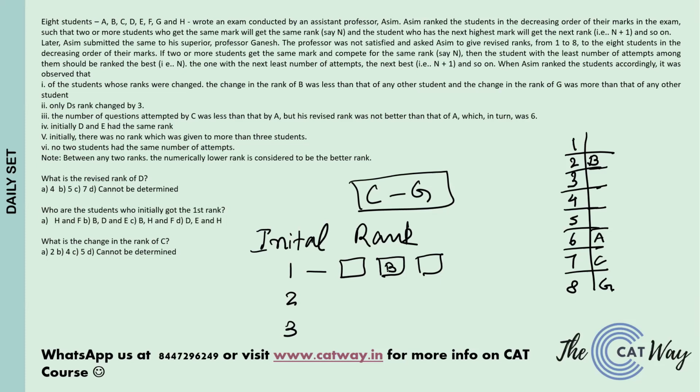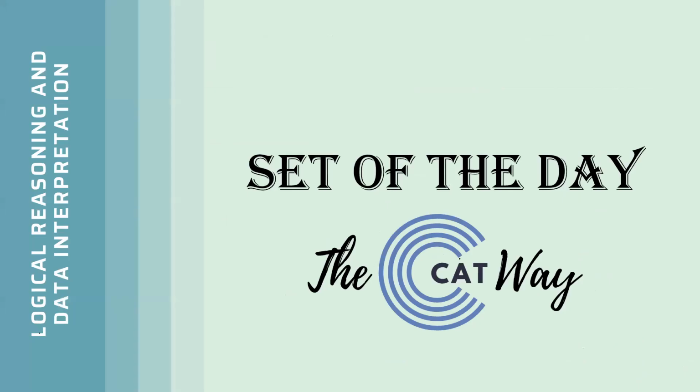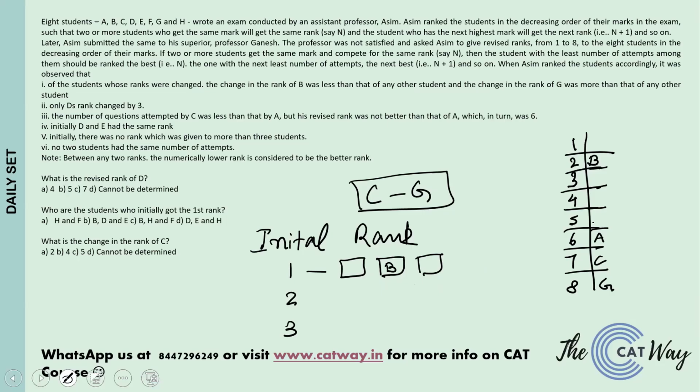Now if rank of D is 2 in the initial, then he can get a rank of 5. That is a possibility. And we also know in the final ranking he cannot get a rank of 6, because 6 is already occupied by A, 7 is by C, 8 is by G. So the only possibility for D is that he got an initial rank of 2, whereas a final rank of 5. So let us put him over here in the 5 wala column.